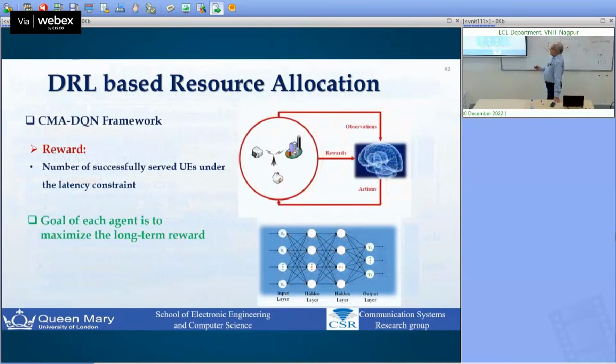the reward is the number of successfully served user equipments, so they have to meet the latency constraint. So the goal of each agent is to maximize the long-term reward.